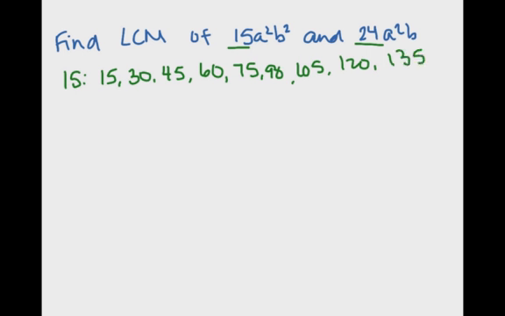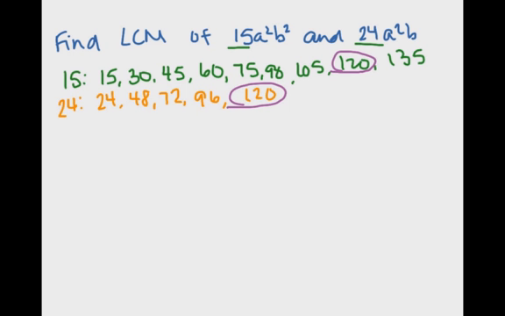Now we're going to look at the multiples of 24. So we have 24, 48, 72, 96, 120, and I can actually stop there, because if you see, we have 120 up with the 15, and we have 120 with the 24. So 120 is going to be our least common multiple of our 15 and 24.